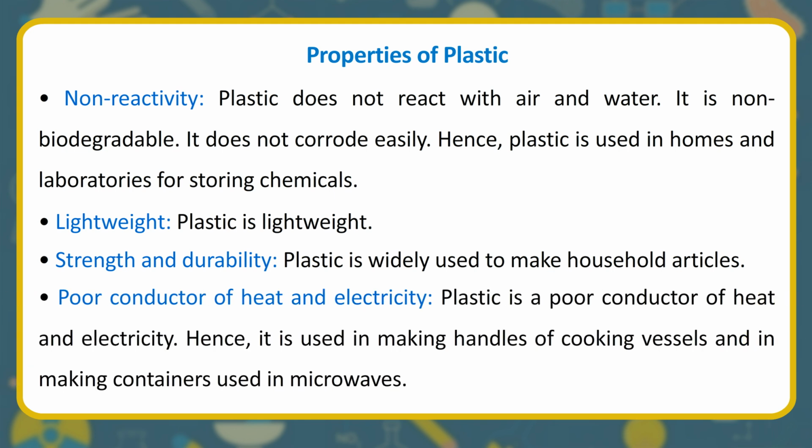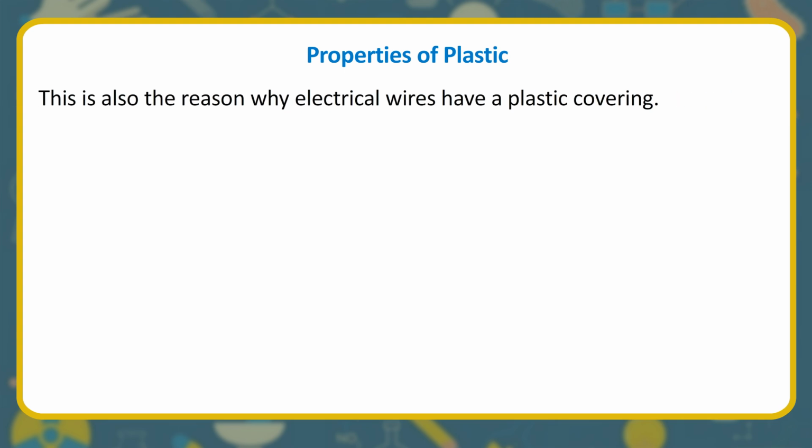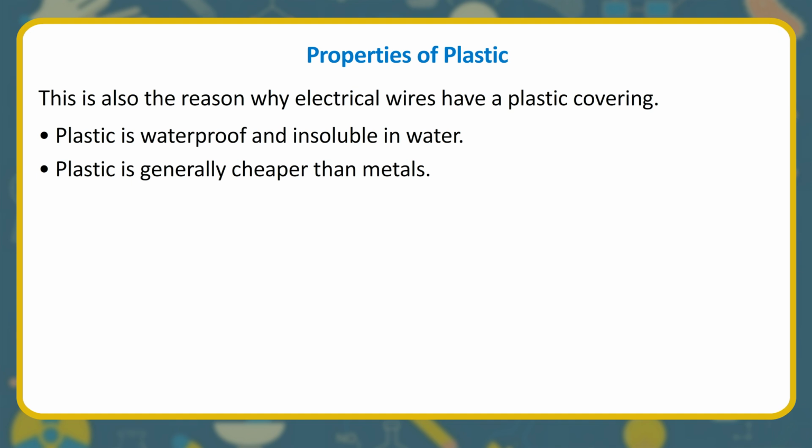Poor conductor of heat and electricity. Plastic is a poor conductor of heat and electricity. Hence, it is used in making handles of cooking vessels and in making containers used in microwaves. This is also the reason why electrical wires have a plastic covering. Plastic is waterproof and insoluble in water. Plastic is generally cheaper than metals.